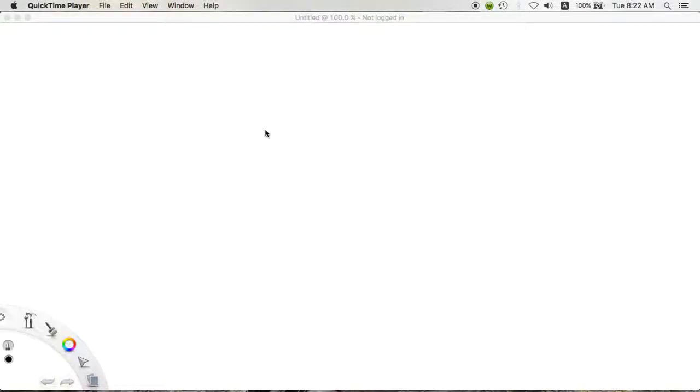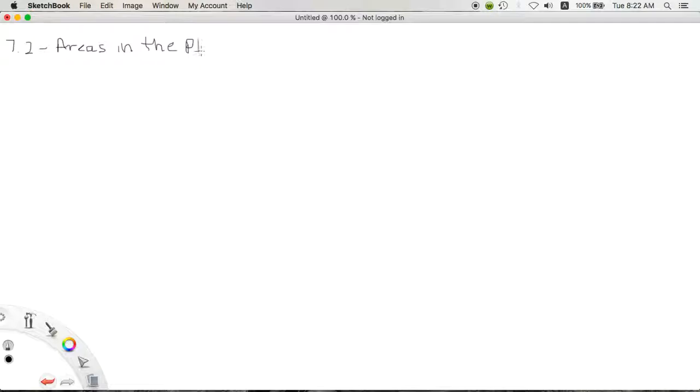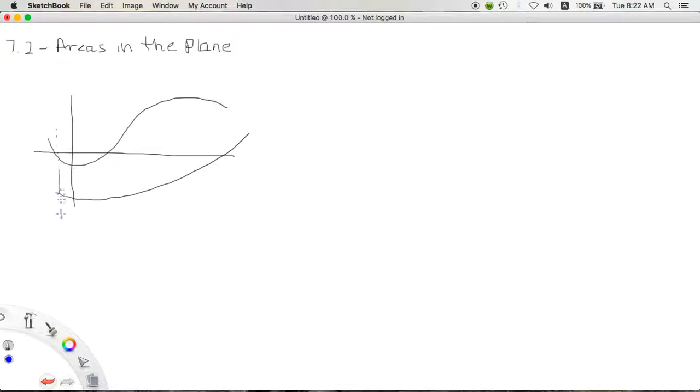Alright, this next section is 7.2, and it talks about areas in a plane. So we're talking 2 dimensions. If we have 2 curves, one like this, and say the other one is like this, and let's say that we have this interval from A to B. And we want to know the area between the 2 curves.